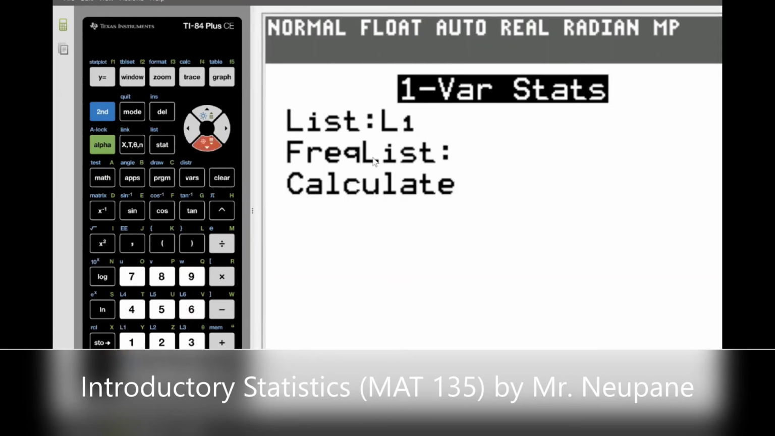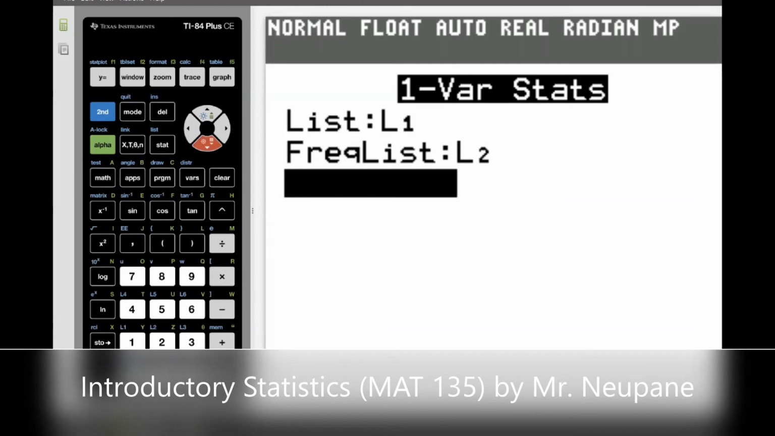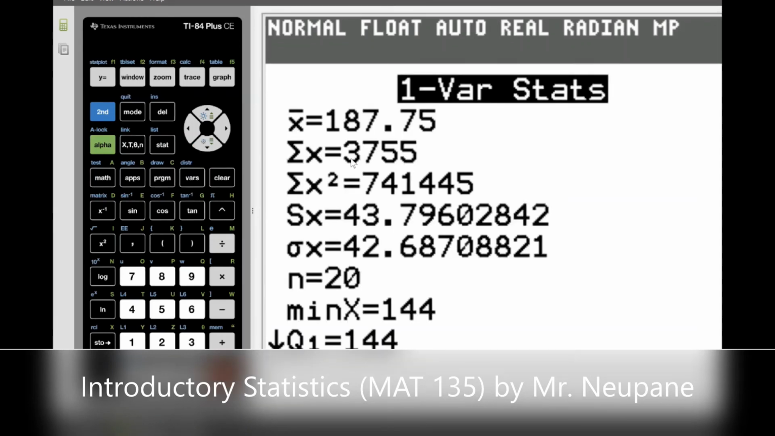We have frequencies in L2, so press second and 2, L2. Your x value or m value is in list 1, and frequency is in list 2, that is the meaning of L2. Then go here and hit calculate, and you can see your n. See, n is the sum of frequency. How much is that? 20, right? We added manually and we got 20, and here it is 20.